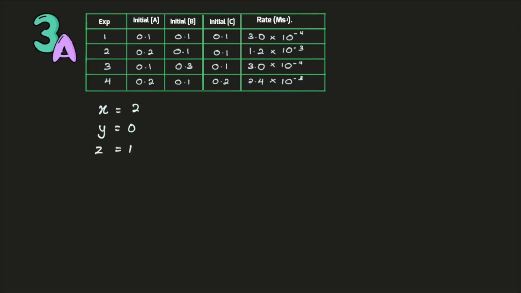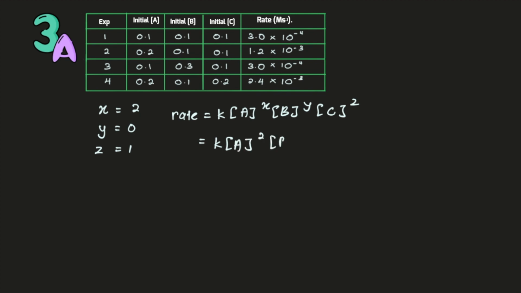is equivalent to 1. So looking back at our rate, it is equivalent to k, concentration of A to the power of x, B to the power of y, and also C to the power of z. So k, A squared, B to the power of 0, and C to the power of 1. Or you can also write it as k A to the power of 2, C.